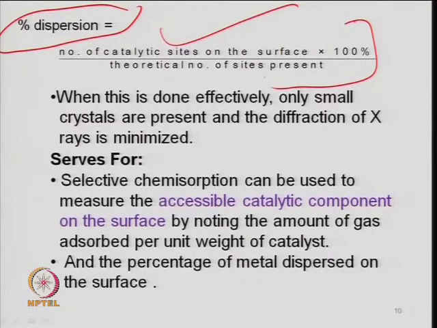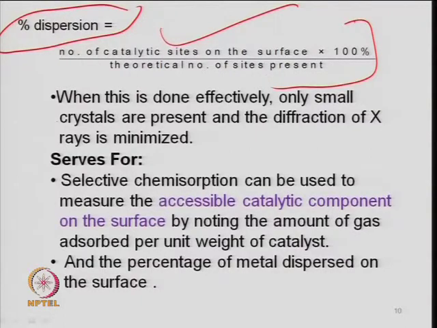So, from this you calculate the turnover frequency, that is, the number of molecules which have reacted per unit time and per unit active site which is available on the surface. So, you can put that dispersion here. Total number of sites multiplied by dispersion will be nothing but the sites which are on the surface.